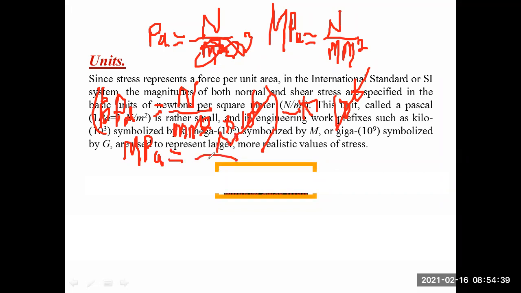Have we got this unit? This is the most widely used unit, Newton per millimeter square. Pascal is Newton per meter square.